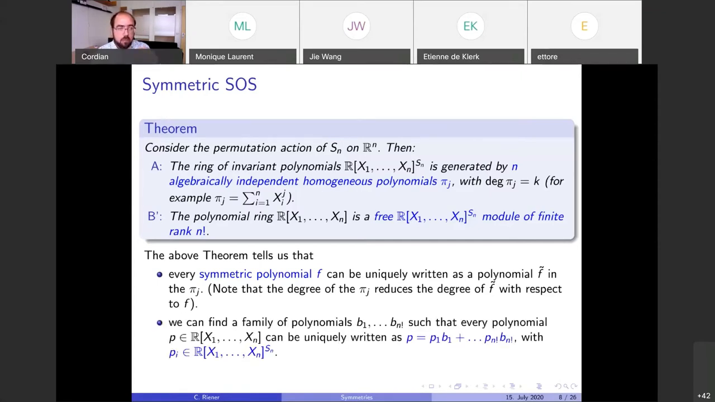And the second interesting thing, which is the translation of statement B, is that we can actually find a family of polynomials B1 to Bn factorial, so it's many polynomials, but that generalizes our statement from previously, such that every polynomial P that is not necessarily symmetric can be uniquely written again as a linear combination with the coefficients in the invariant ring of those polynomials. So every polynomial P can be uniquely written, once I fixed B1 to Bn factorial, as pi 1 B1 plus pi 2 B2 and so on to pi n factorial Bn factorial. So this is a huge, I mean, essentially, if you're not familiar with modules, you can really think, if this were a field, then this would be a vector space over the field.